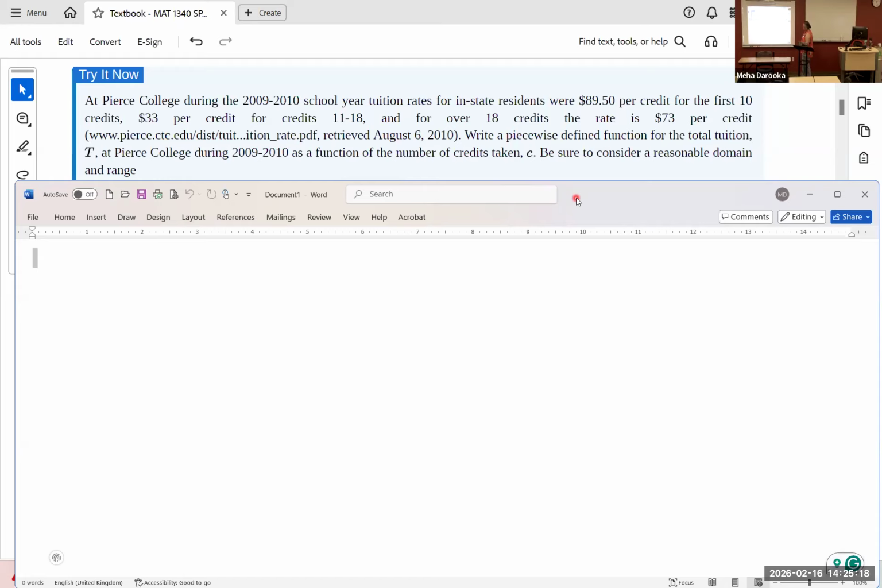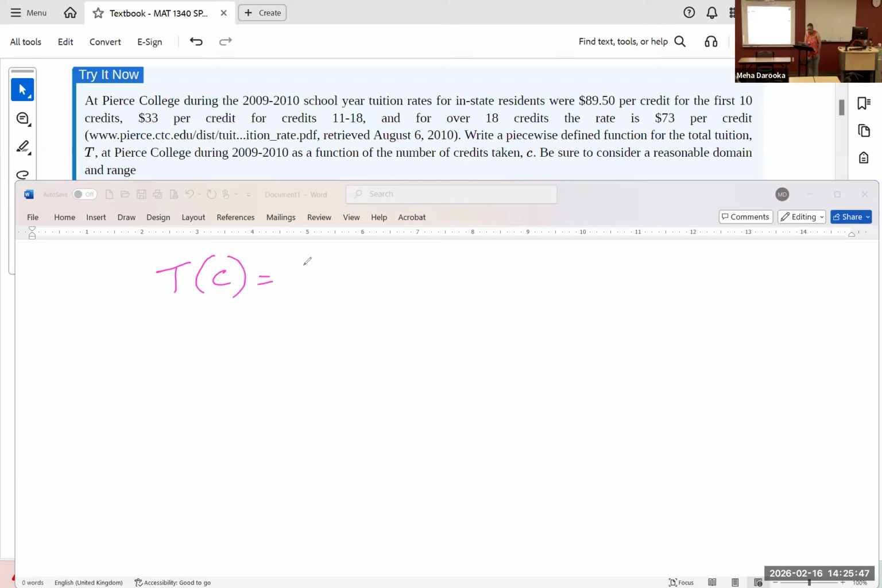So they're asking us to write a piecewise defined function for the total tuition, capital T, at Pierce College during that 2009-2010 year, and it's going to be a function, of course, of the number of credit hours taken. And they're saying be sure to consider a reasonable domain and range. Okay, so we know we are talking about the tuition based on credits, right? So your capital T and little c for that.